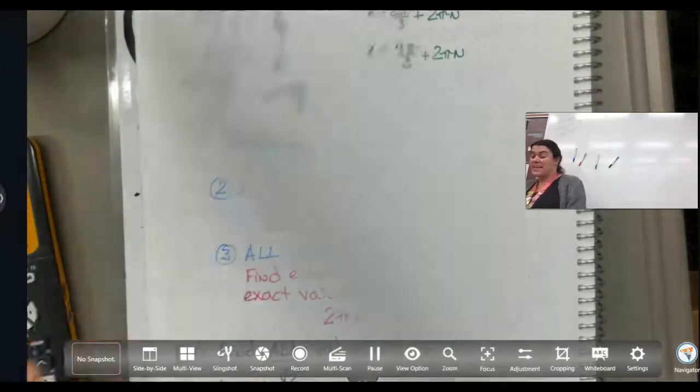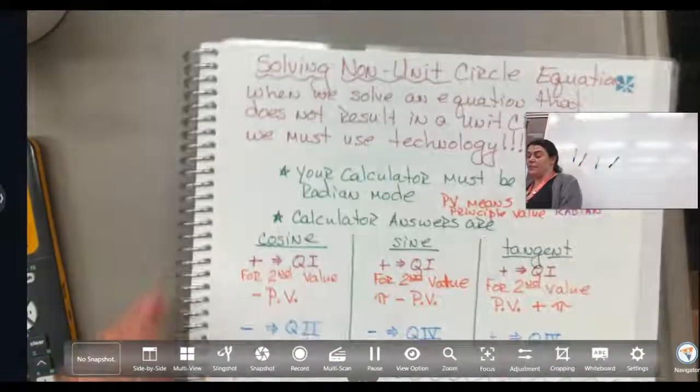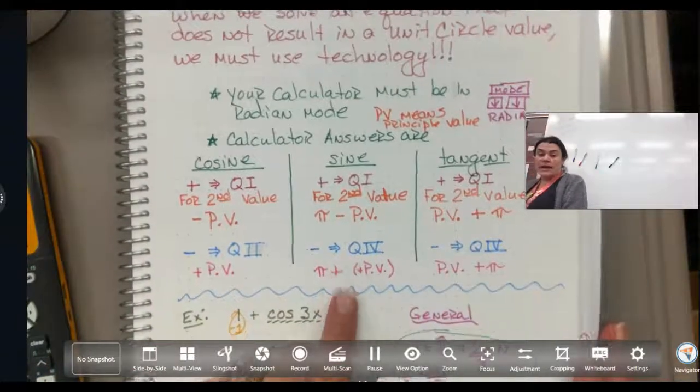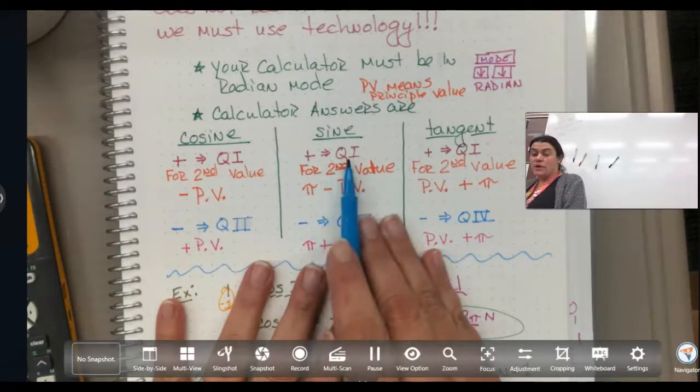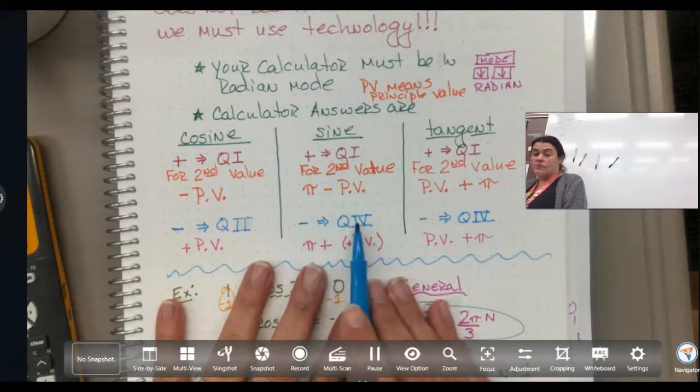Okay? Second thing I need to look at is I need to look at my information for sine. When I have sine, when I use my calculator, it's going to give me a value in quadrant 1 or in quadrant 4.